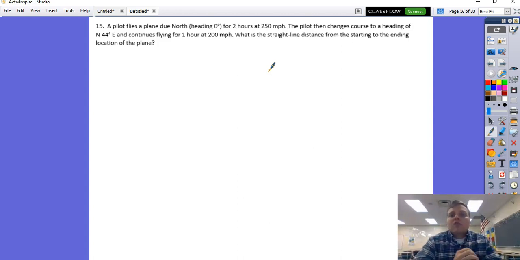Alright, the pilot then changes course to a heading of north 44 degrees east and continues flying for 1 hour at 200 miles per hour, which again would be 200 miles. What is the straight line distance from starting to ending location of the plane? Okay, so first off, we have this dude who starts here and he flies straight for 500 miles. He then turns 44 degrees and flies in this direction for 200 miles. First off, this 44 degrees is not inside here. It's actually right here. Okay?